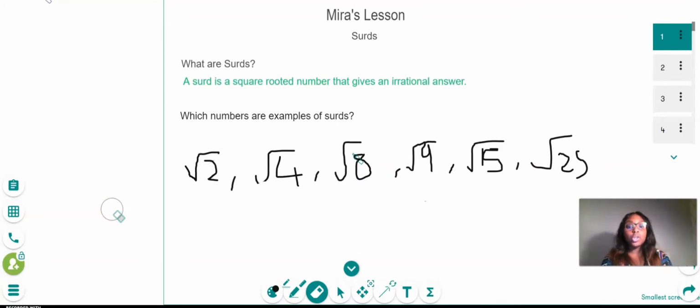Today's lesson will be on the topic of surds. What are surds? A surd is a square rooted number which, once calculated or worked out, would give you an answer which is an irrational number. For example, instead of getting a whole number, you'll get a decimal number. Let's go through my short list here to figure out which one is a surd and which one isn't.